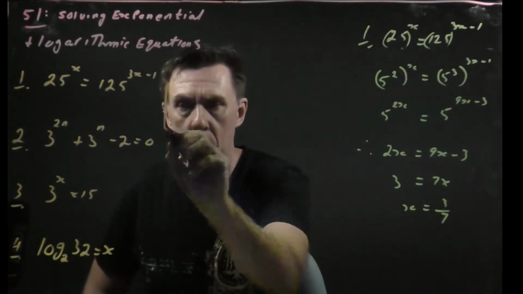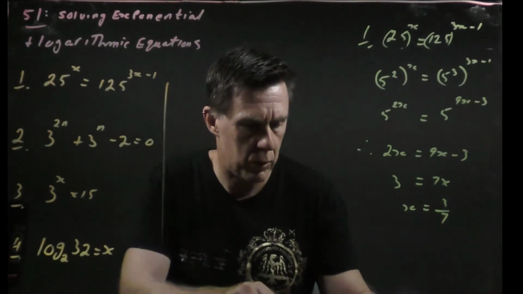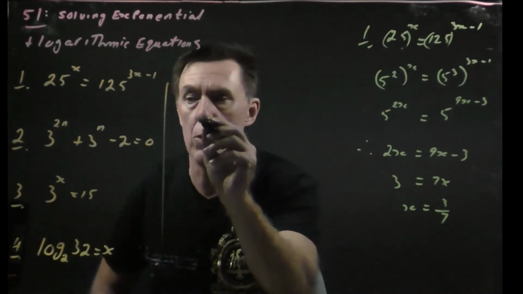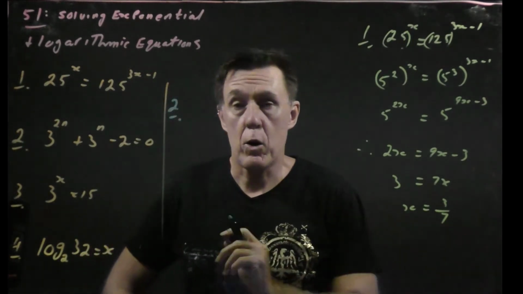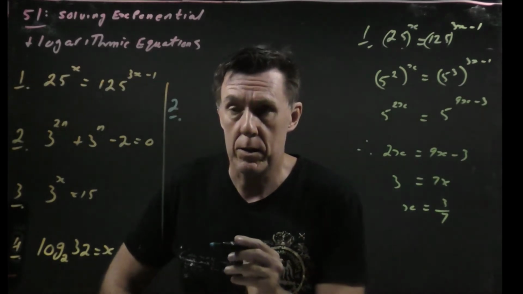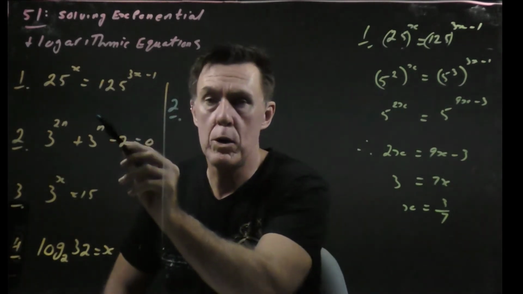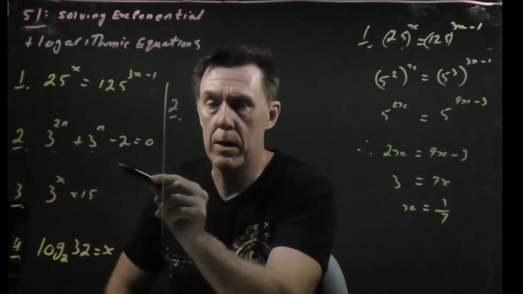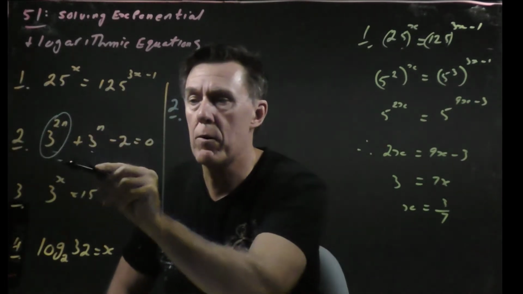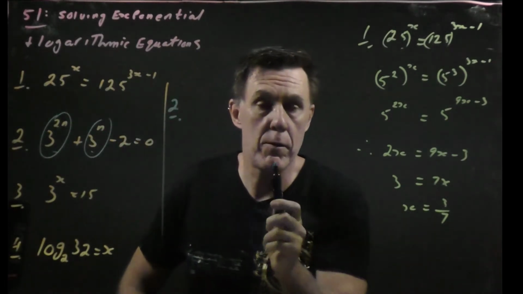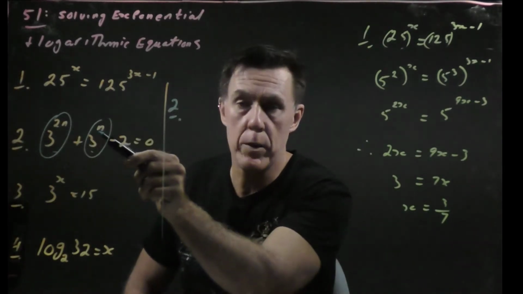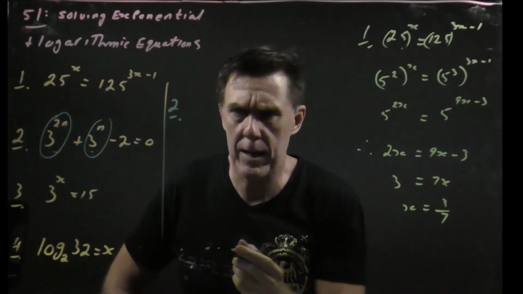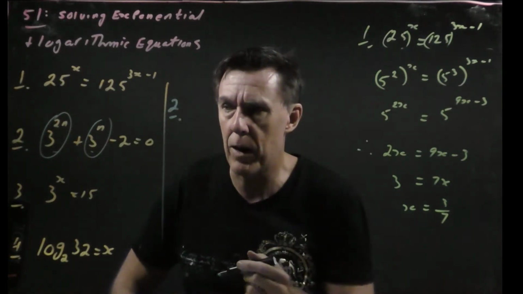Now, I'll try a different colour. Let's try blue. Number 2. Now this one is what we would call a quadratic in disguise. Now, what you need to look for in these ones, the base is the same. This is 3 to the power of 2n, 3 to the power of 1n. If you ever find that situation where this index is double that index, you've got a quadratic in disguise and you've got to unveil it.